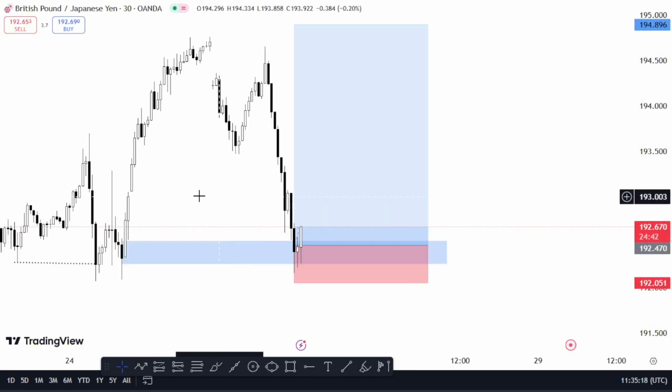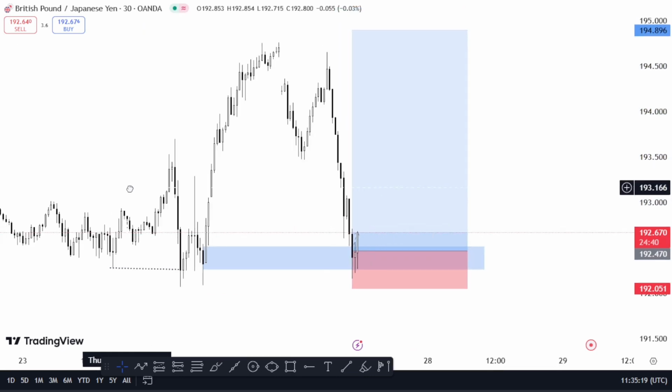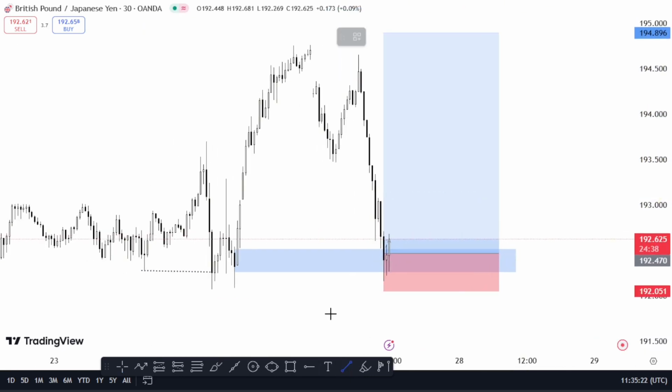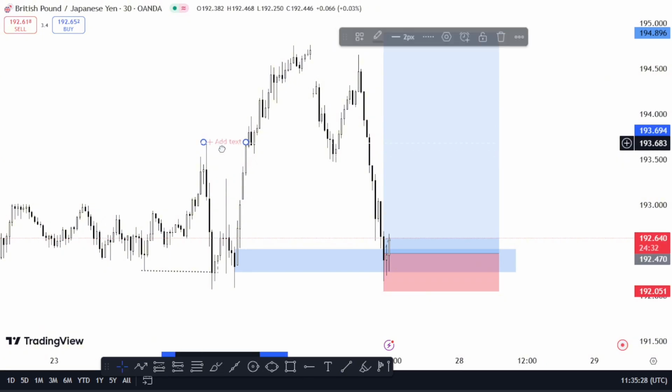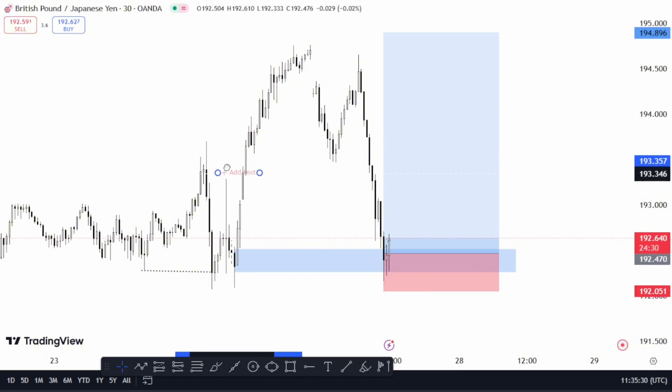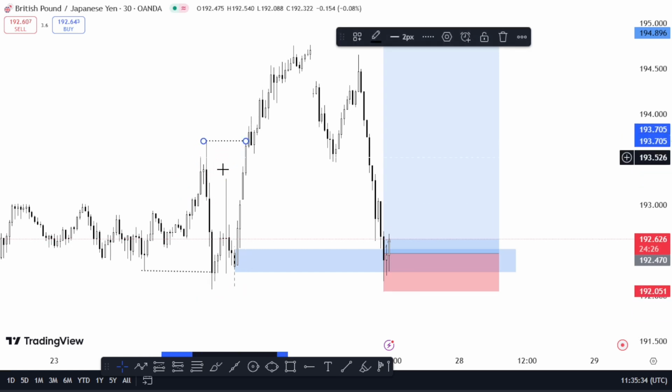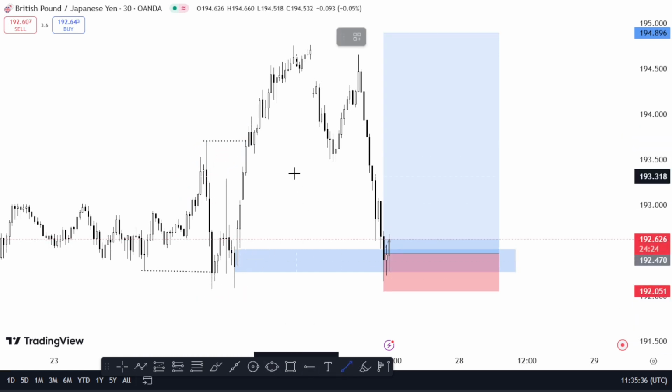And oh my god, I'm missing this already, but anyway, it's still okay. So we have a break of structure, a market structure shift within this area. Because this still created a low, we have a break of structure right here, right? And we have a liquidity pool right here.